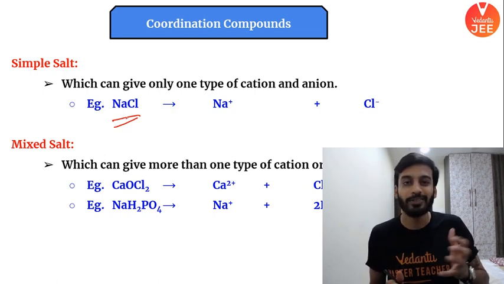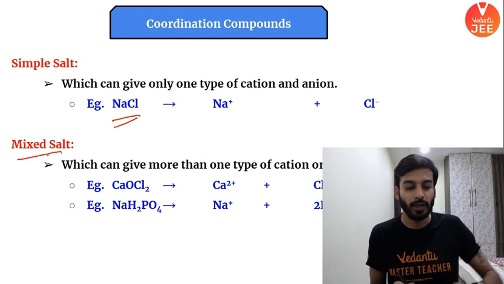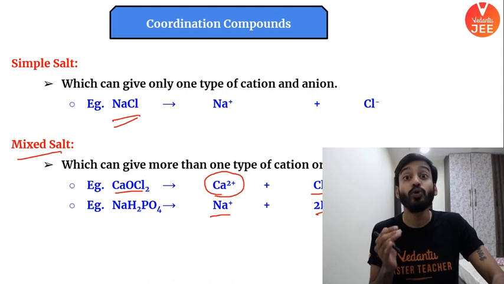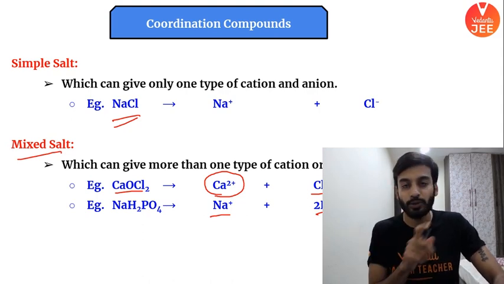Now here comes an interesting part. When you have a mixed salt, what is a mixed salt, beta? A mixed salt is something which, when you dissolve it, you will get more than one type of cation or anion. For example, check this out, CaOCl2. It is going to give you one calcium, that is a cation, and two anions. Similarly, if I take NaH2PO4, it is going to give you two cations and only one anion. So are you getting my point? These are the salts which, when dissolved in water, can give you more than one type of cation or anion. Those are called mixed salts.